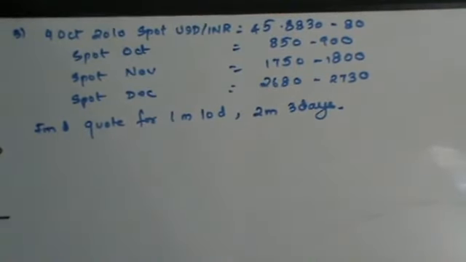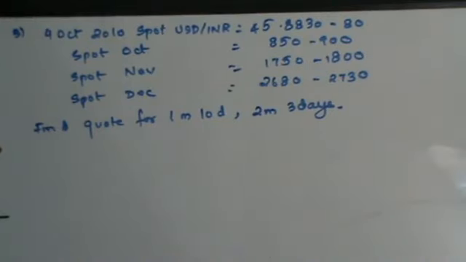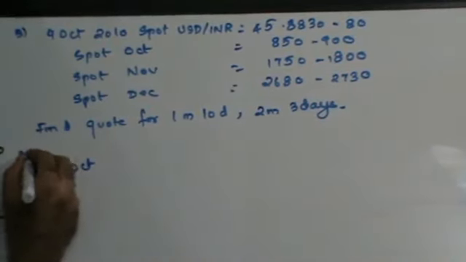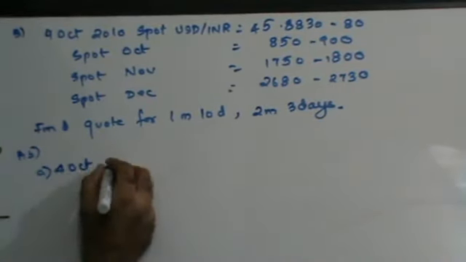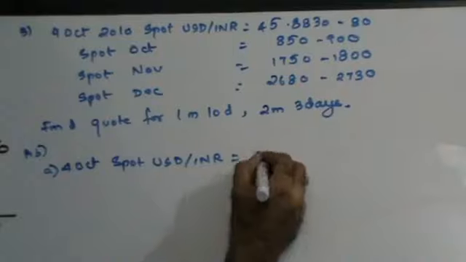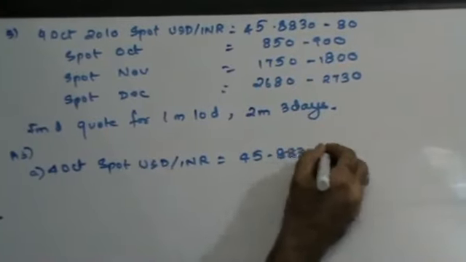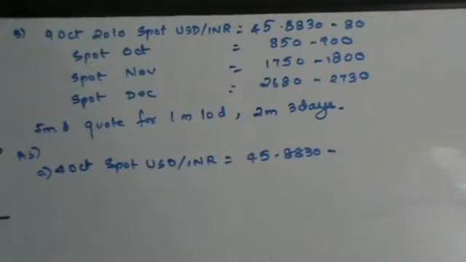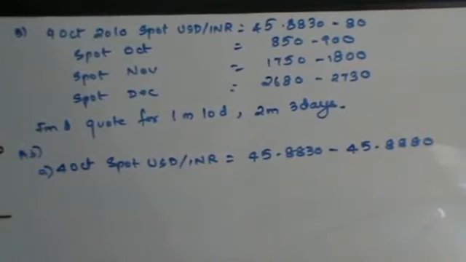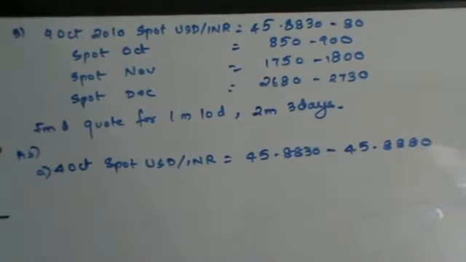Right? Let's see this. Now, they've given you spot on a particular date. They've given you the rate on 4th October. So first let's write the 4th October date in the proper format. I can say that 4th October spot USD INR is 45.8830. Only the last two digits are given to you. That means this is going to be 45.8880. Right? Now when I say spot October, that means the last date of October.